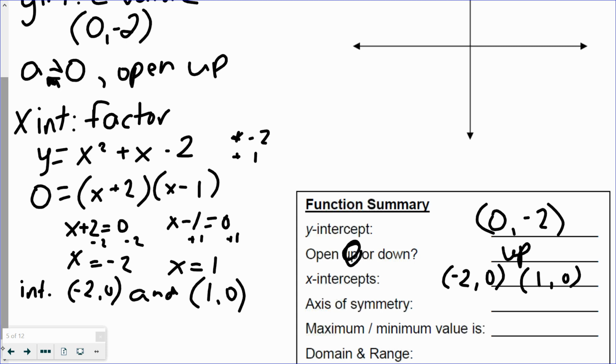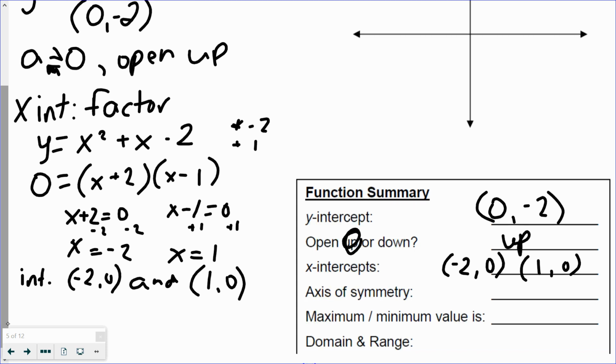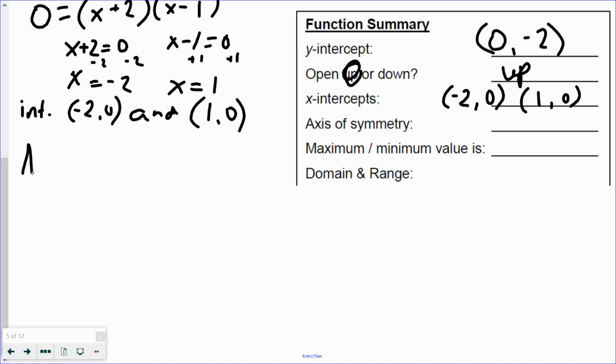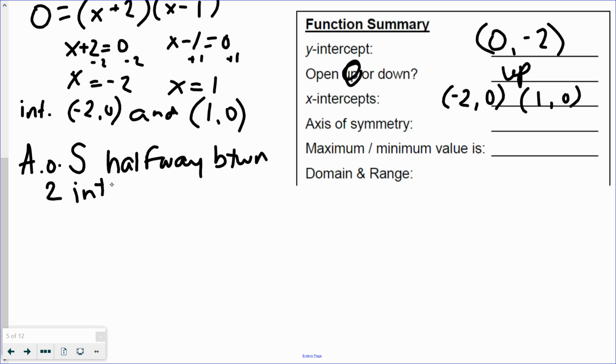The axis of symmetry, again, like we did with the last one, it's halfway between your two x-intercepts, or any 2 points that have the same y value. So -2 + 1 divided by 2.